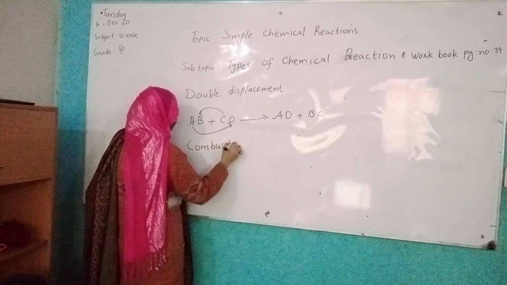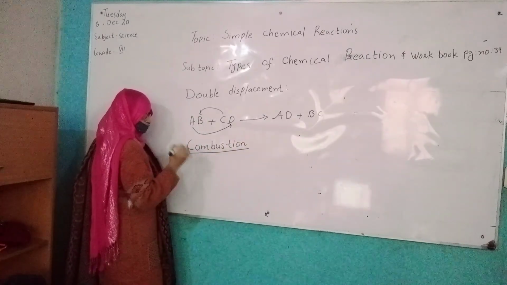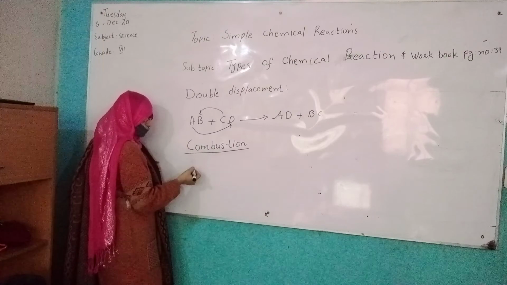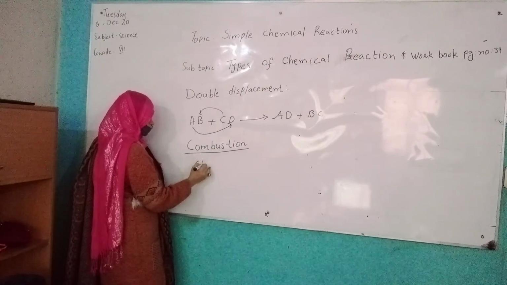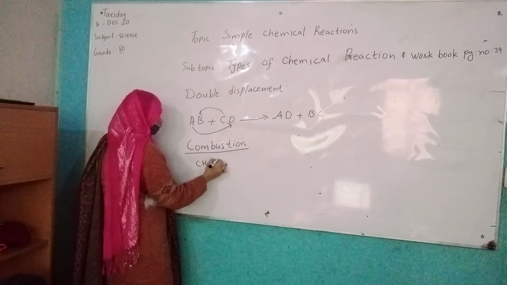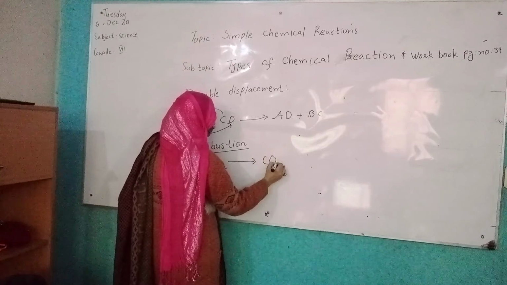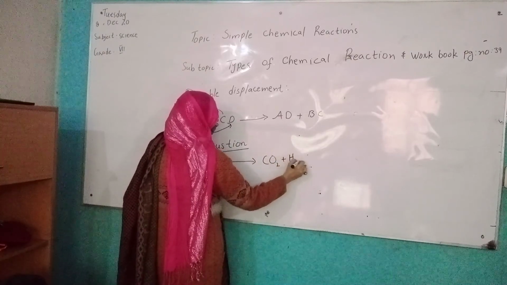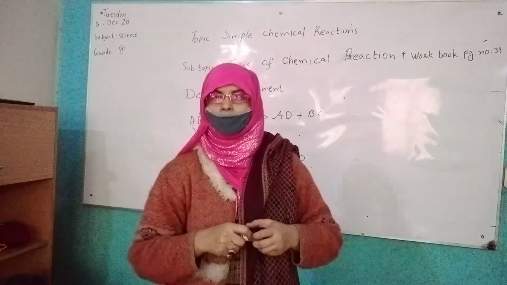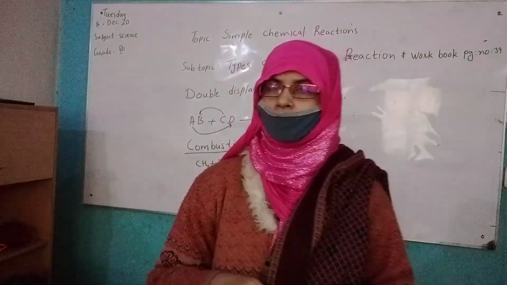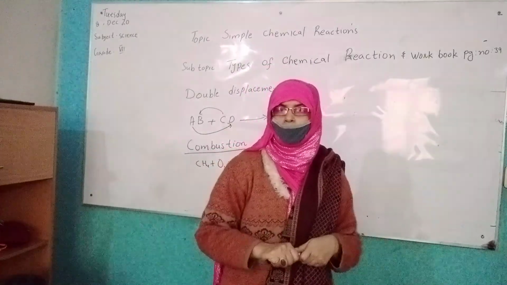Combustion. These are the type of reaction in which things burn in the presence of oxygen, like methane burns with oxygen. So they produce carbon dioxide and water. The product will always be the same, carbon dioxide and water. So combustion reactions are those reactions in which things burn in the presence of oxygen and they produce water and carbon dioxide.